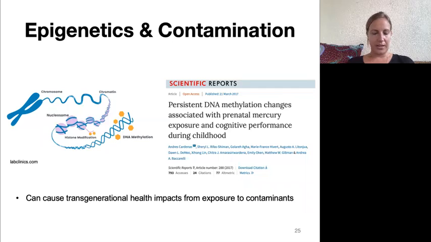Prenatal exposure to mercury, which, as I mentioned, is a known neurotoxic metal, is associated with lower cognitive performance during childhood. And there is a scientific study showing that this change is linked to an epigenetic disruption in a certain gene. And this could be the link between the mercury exposure and the cognitive performance in children later in life.